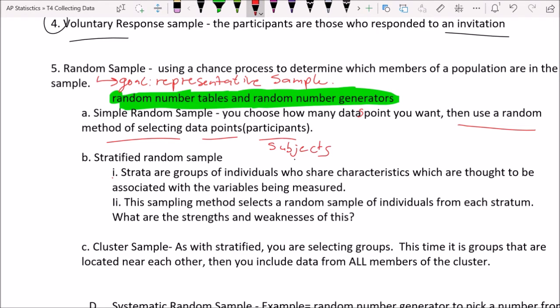Okay, so for example, with the trees, if there are 10,000 trees and I want 100 data points, because I don't want to go look at every single tree, that's a lot of trees to look at, then I would randomly select 100 numbers from 1 to 10,000, and those would be the trees that I would go check out. Let's go to the right for a second, talk about random number tables, and we'll talk about random number generators.